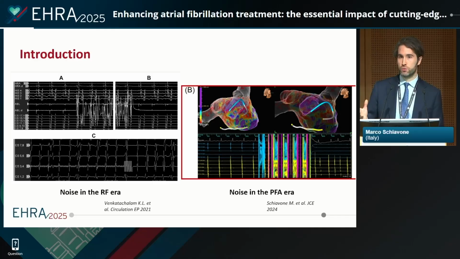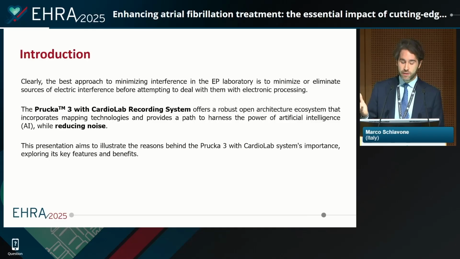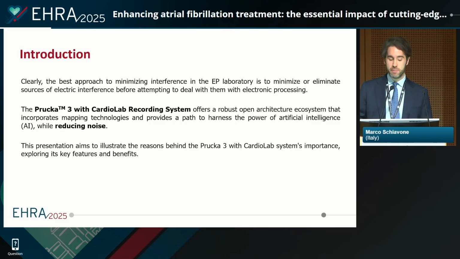We were used to some noise in the RF era because the ablation catheter may induce this noise, but it could also be prolonged even after RF delivery. But now in the PFA era, we are used to a different, high, sharp noise that disturbs the ablation process during the PFA delivery and then mostly disappears in all the channels that are disturbed by the PFA delivery. So clearly, the best approach to minimize the interference in the EP lab is trying to eliminate all the sources of noise, and that is virtually impossible.